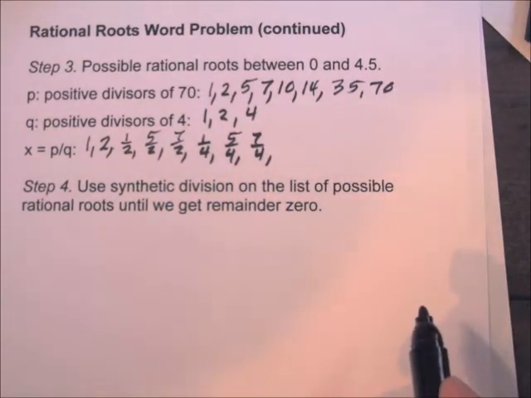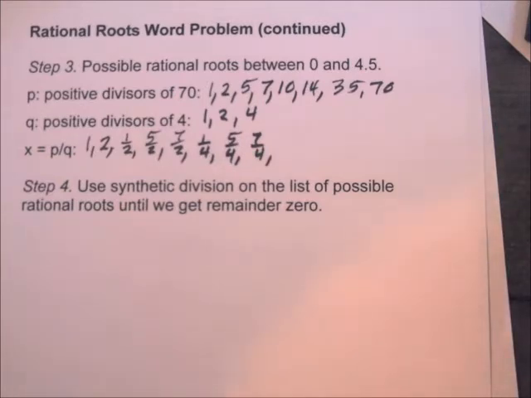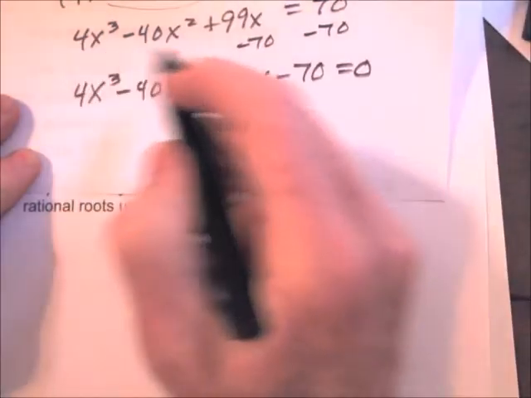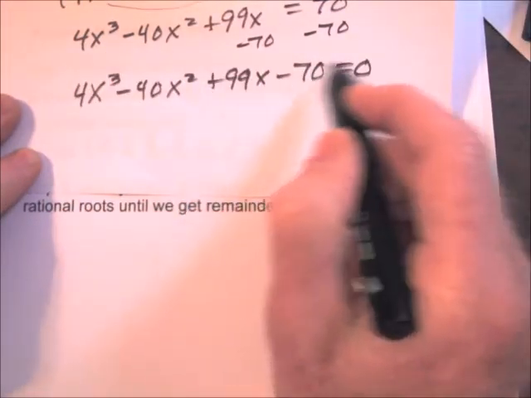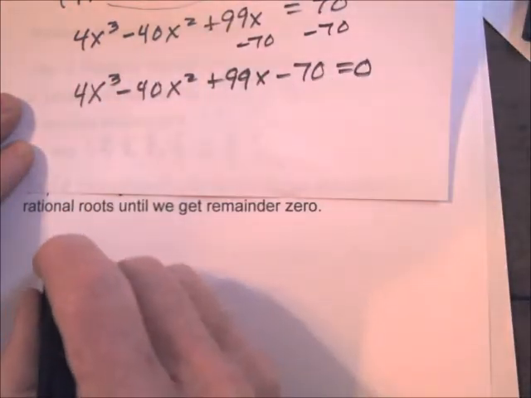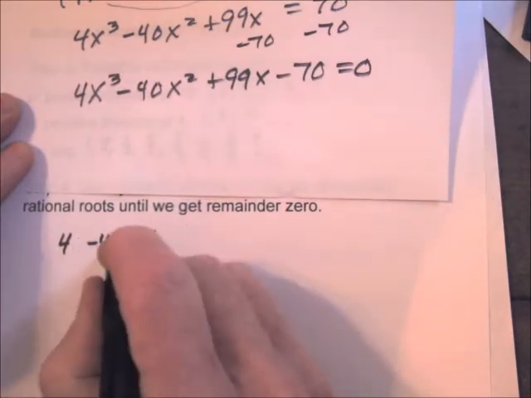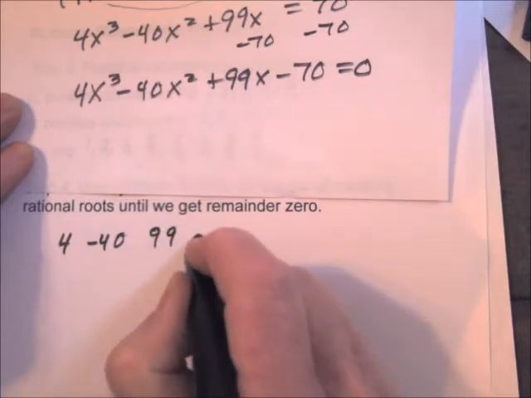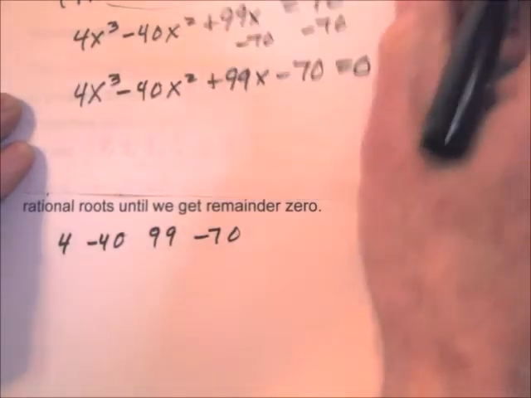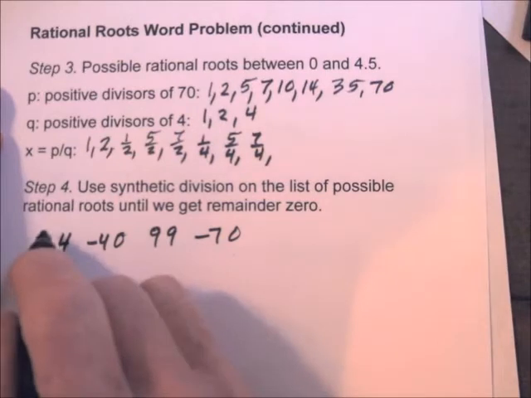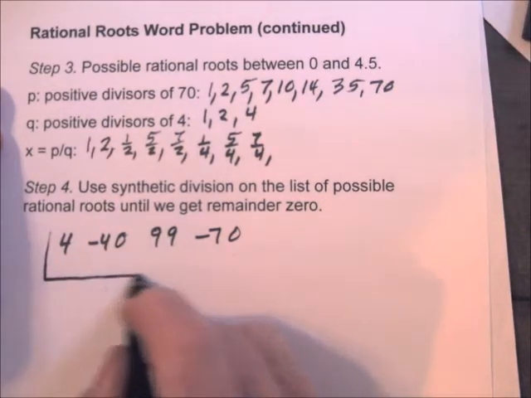rational roots, and then we can use synthetic division to see which one of these, if any, will give us remainder 0. So we want to write the coefficients. So our equation is 4x cubed minus 40x squared plus 99x minus 70. So let's write the coefficients: 4, minus 40, 99, negative 70. And let's start out with divisor 1 and see what we get here.